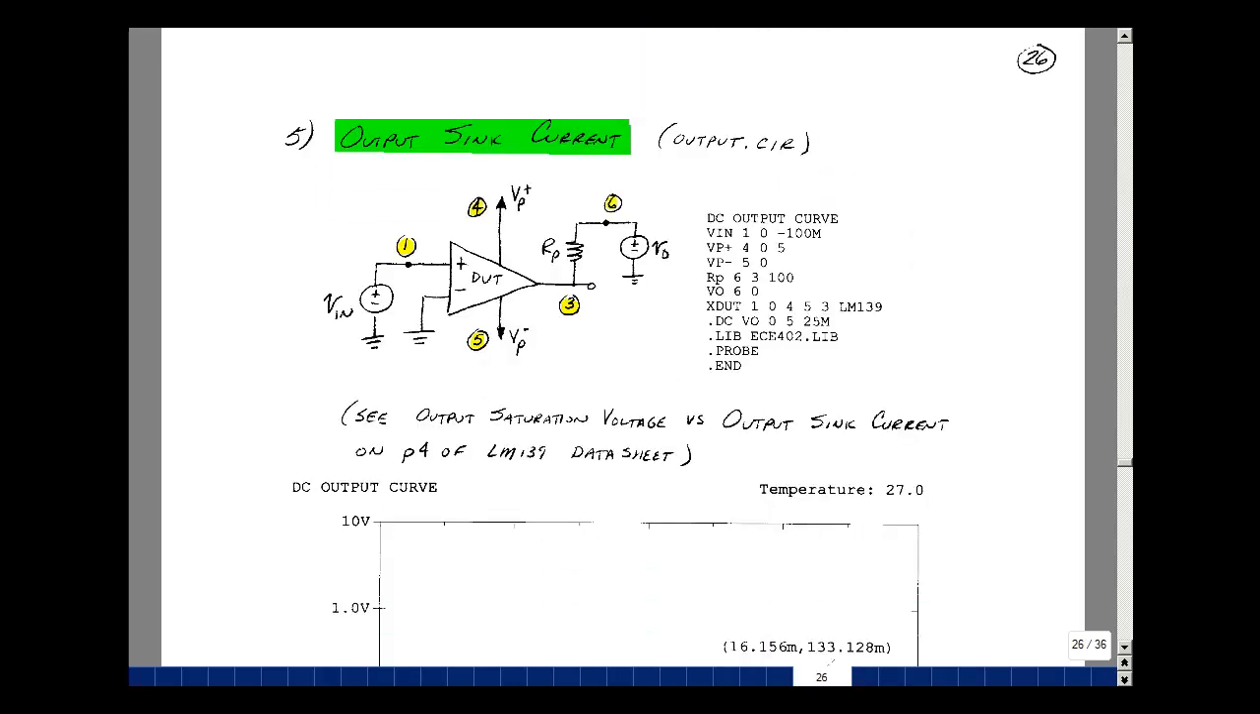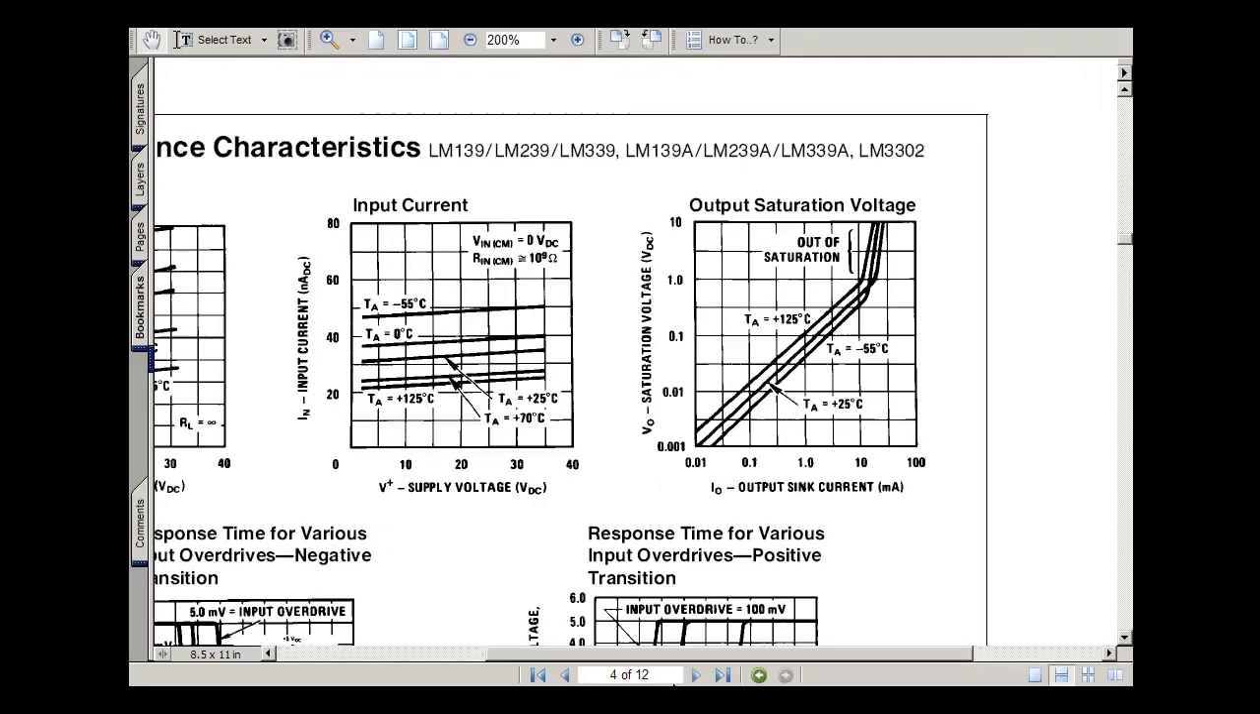I next want to take a look at the output current sink that we talked about earlier. Let's take a look at the data sheet and show what this is supposed to be doing. This is on page 4 on the upper corner. It's kind of an odd looking plot, but this is actually the collector emitter voltage of that output transistor versus the collector current.